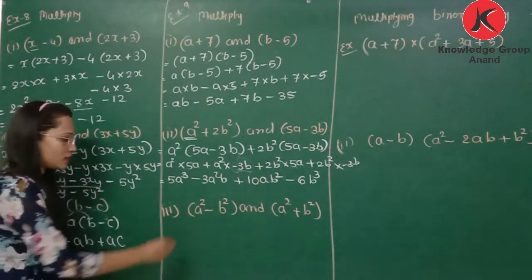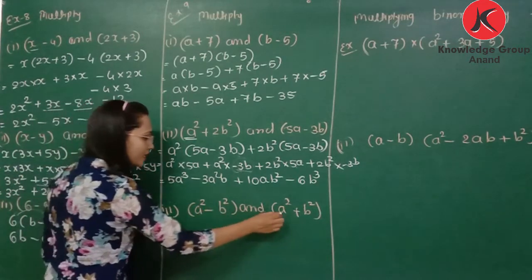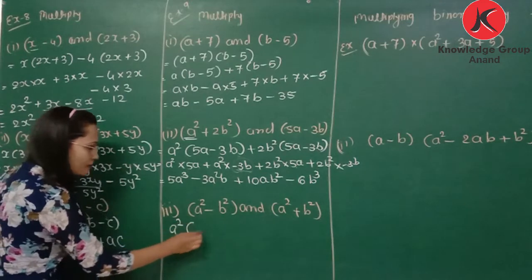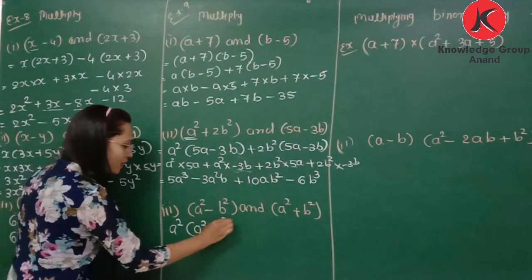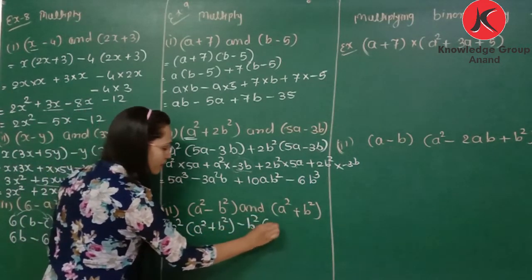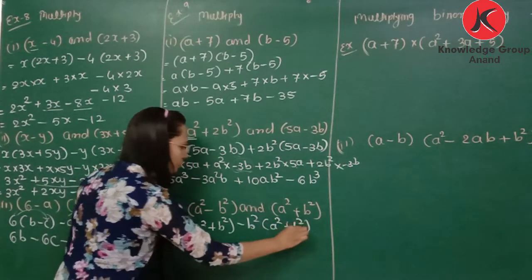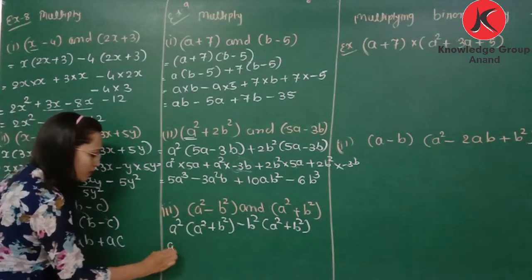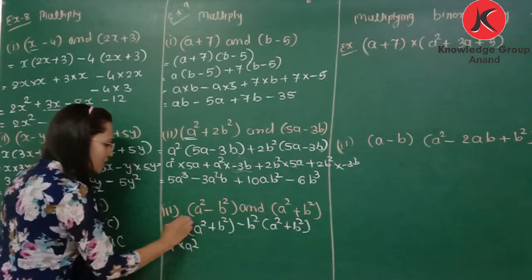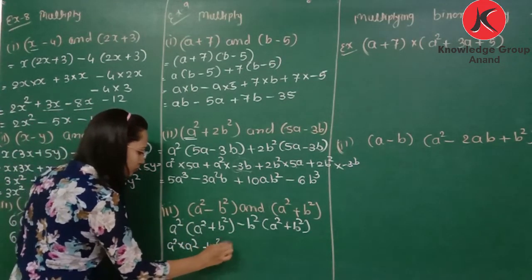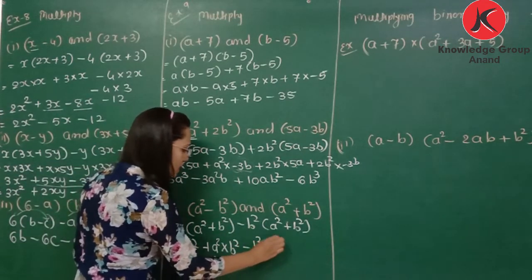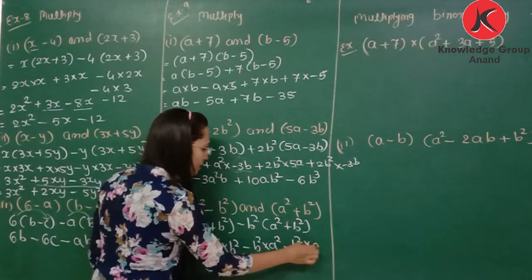Now next one, a square minus b square and a square plus b square. So let's find: a square is multiplied with a square plus b square, and minus b square is multiplied with a square plus b square. Clear? Now here open the bracket, a square is multiplied with a square and a square is multiplied with b square. Same here, minus b square is multiplied with a square and minus b square is multiplied with b square.